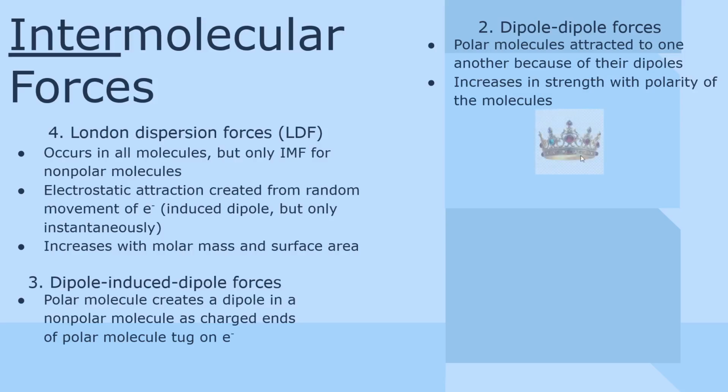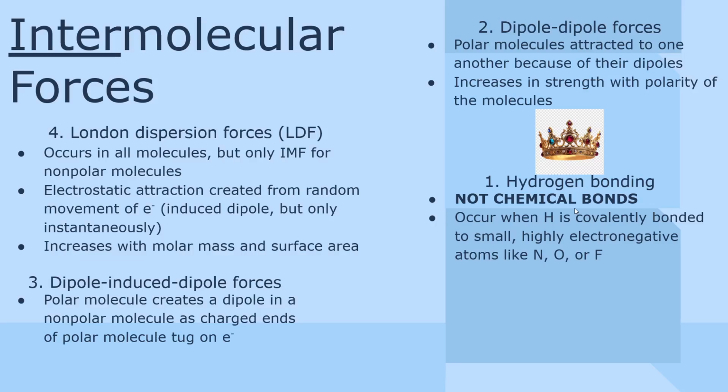Now, for the king of intermolecular forces, hydrogen bonding. These are not chemical bonds. Please do not ever believe that these are chemical bonds. I will cry. So, hydrogen bonding occurs when hydrogen is covalently bonded to small, highly electronegative atoms like nitrogen, oxygen, or fluorine.